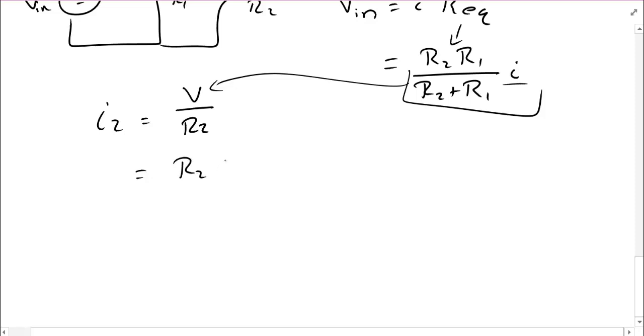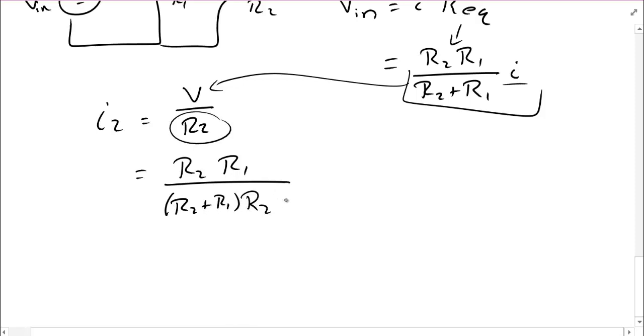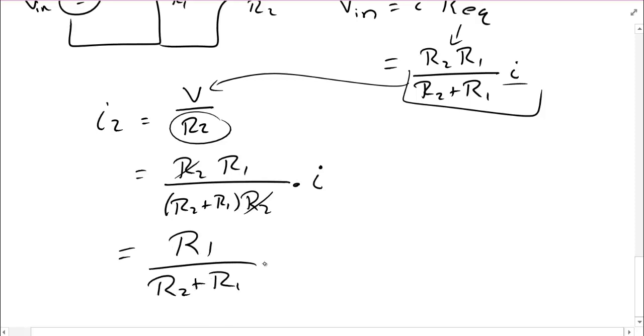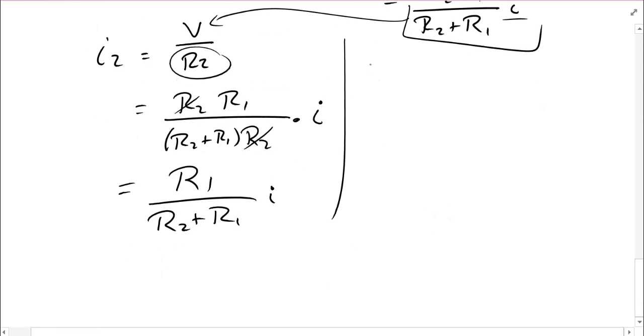This is R2, R1, all over R2 plus R1 multiplied by that R2. And then all of that is multiplied by the incoming current I, which, like I said, for now I don't want to solve for. Well, those two R2s cancel, so what I end up with is R1 over R2 plus R1 times the incoming current I. And that is the current division principle. By a very similar argument, I1 is R2 over R2 plus R1 times I.